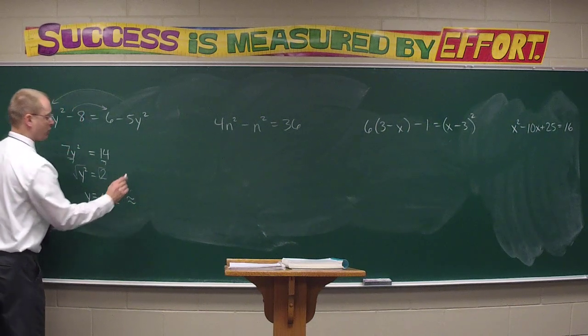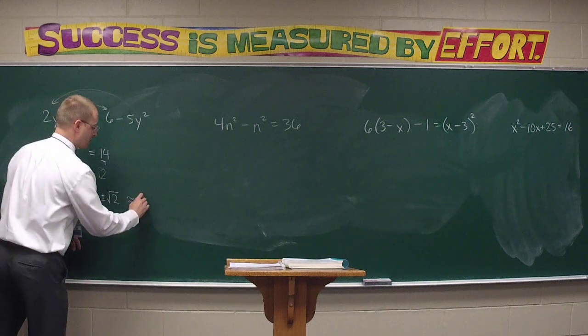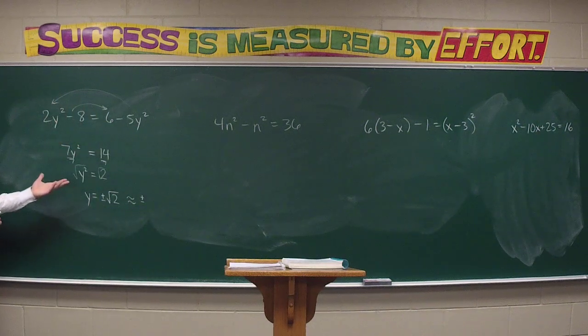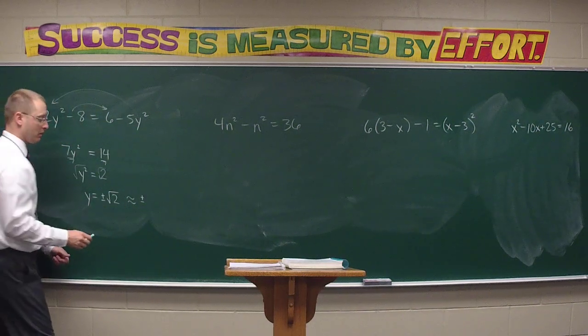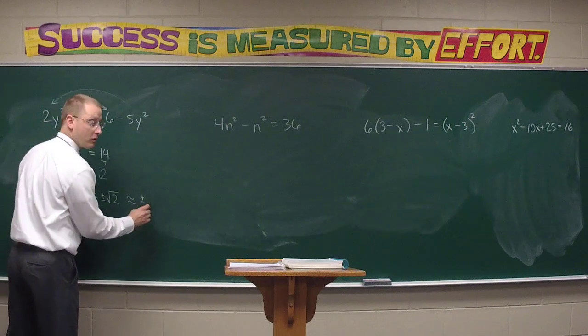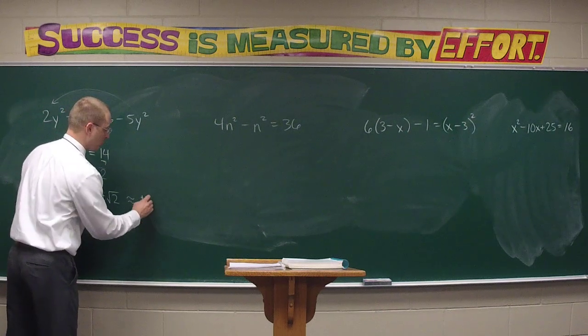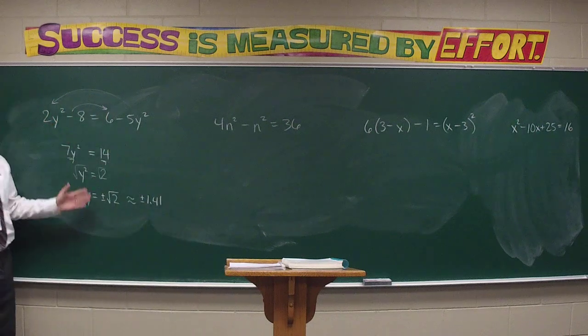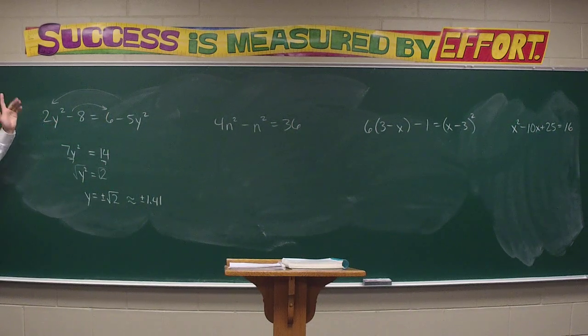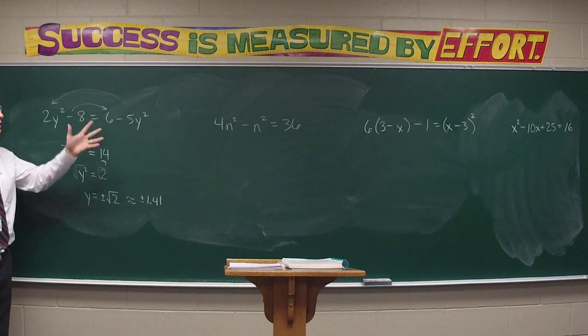We could round off. Now, they're both going to be the same decimal value, it's just positive, negative. What is the square root of 2 approximately? Anyone? 1.41 approximately. All right. Anyone else get that decimal value for the square root of 2? All right, questions? Look at the next one.